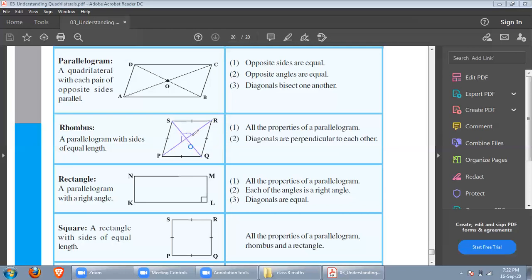That means these four angles will be 90 degrees. They are perpendicular to each other. This is in addition to the properties of a parallelogram. This is an additional property of a rhombus because all the sides are of equal length. The proof of this I will give you in the next class. But today we will try to know the qualities and properties of these special types of quadrilateral.